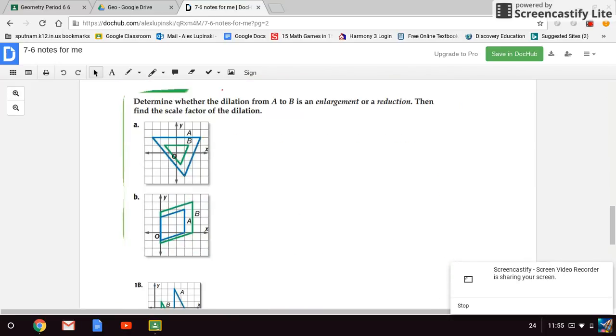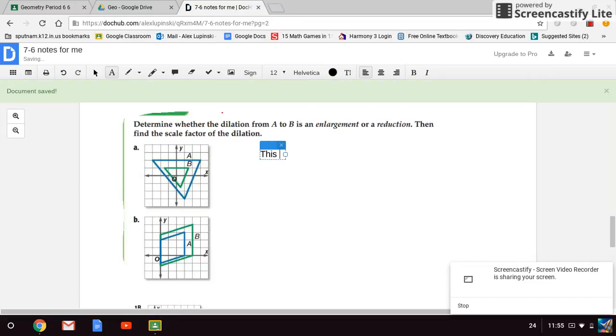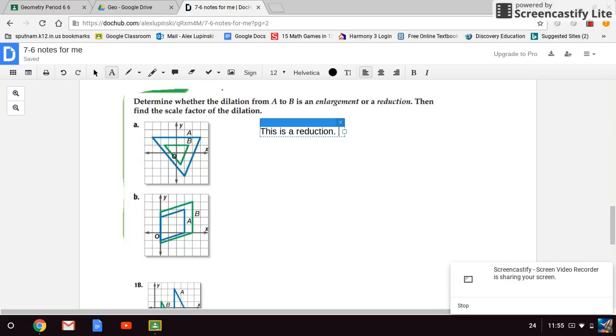So now we're going to determine from A to B if it's an enlargement or reduction, and then find the scale factor. So if we're going from A to B, A is the blue one. Going to B, clearly A is larger, so we can say that this is a reduction. And now to figure out the scale factor, the first 3 examples are really easy because they're just straight lines, and we don't need to use the distance formula for straight lines.